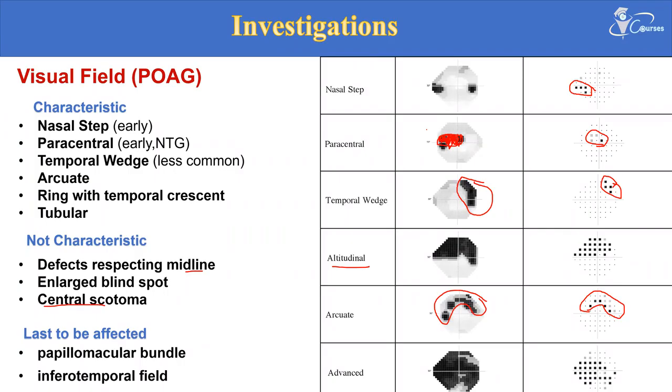Also, a question commonly asked in MCQs is which will be the last fibers to be affected. We mentioned the early fibers to be affected in glaucoma are the inferior fibers, the infratemporal fibers from the macula. But the last to be affected will be the papillomacular bundle. That's why those patients complain of visual loss late in the disease. So the papillomacular bundle and the infratemporal field will be the last to be affected in glaucoma.